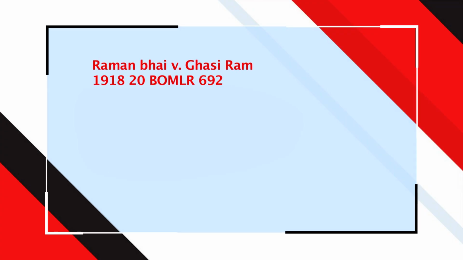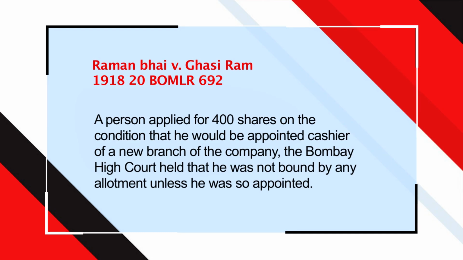As per the terms and conditions of the application, the allotment must be absolute and unconditional. Thus, in Ramanbai versus Ghasi Ram, where a person applied for 400 shares on the condition that he would be appointed cashier of a new branch of the company, the Bombay High Court held that he was not bound by any allotment unless he was so appointed.